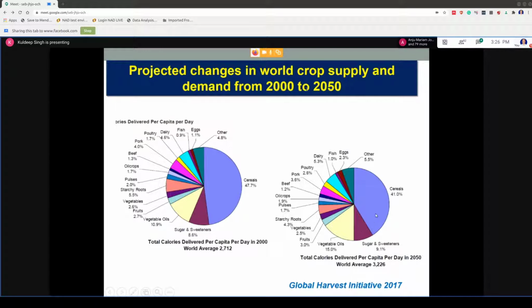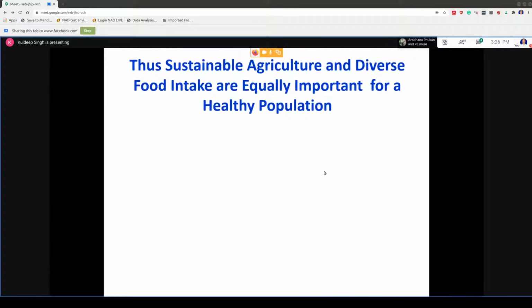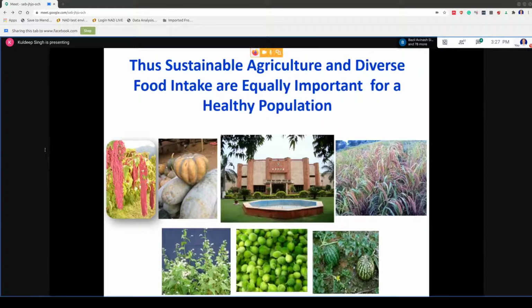cereals will remain important, but we have to see how we can diversify our food to ensure that we are getting adequate and balanced nutrition. And in fact, based on these facts, which I presented in the last 8 or 10 slides, we at NBPGR are of the firm belief that sustainable agriculture and diverse food intake are equally important for a healthy population. So diversity has to be there.